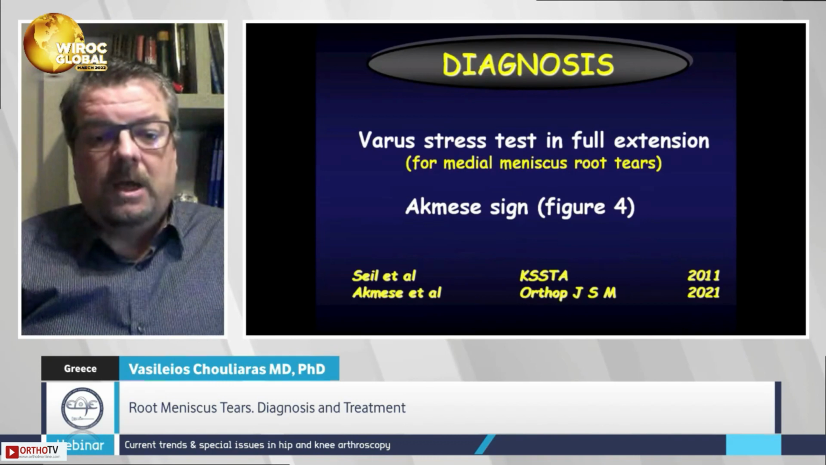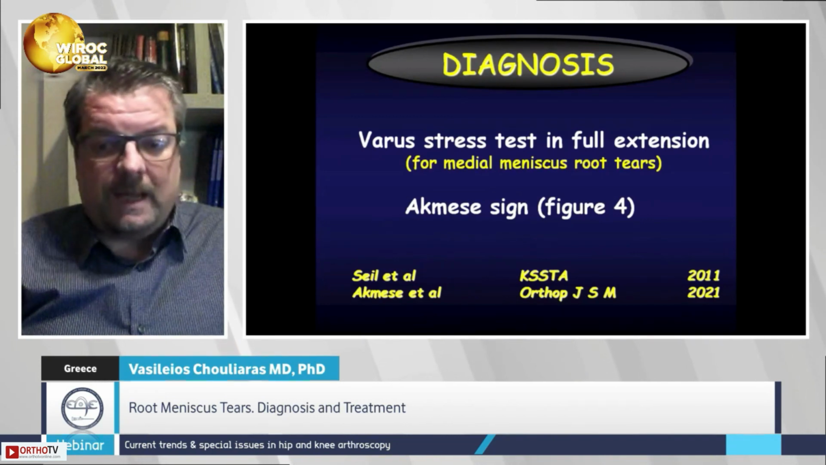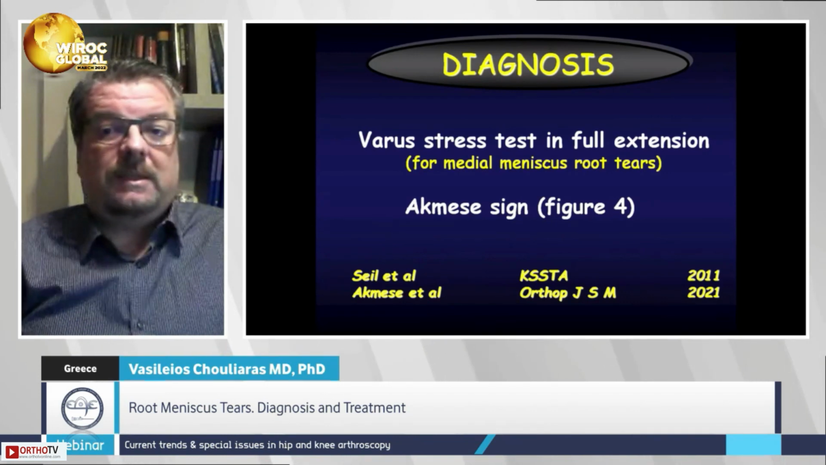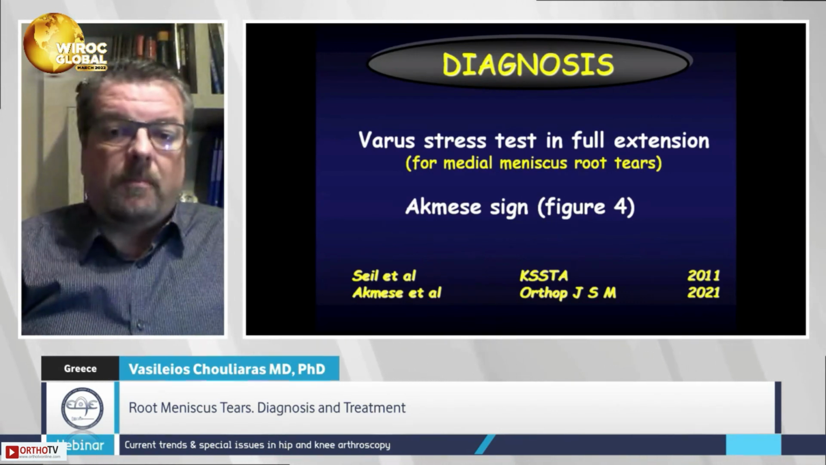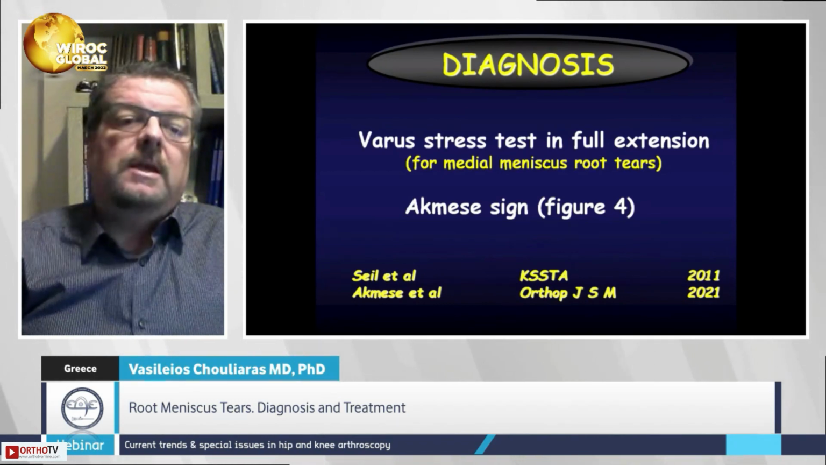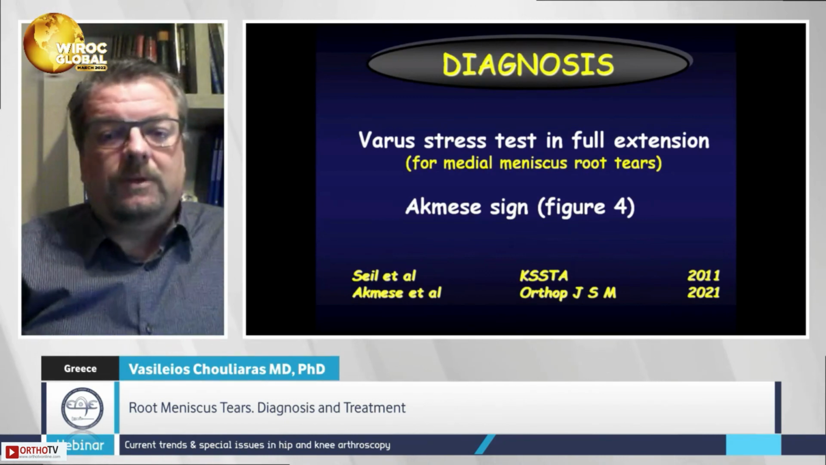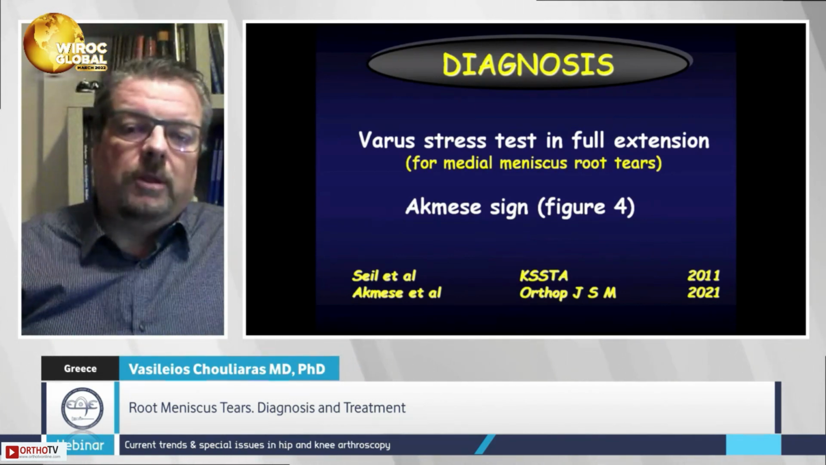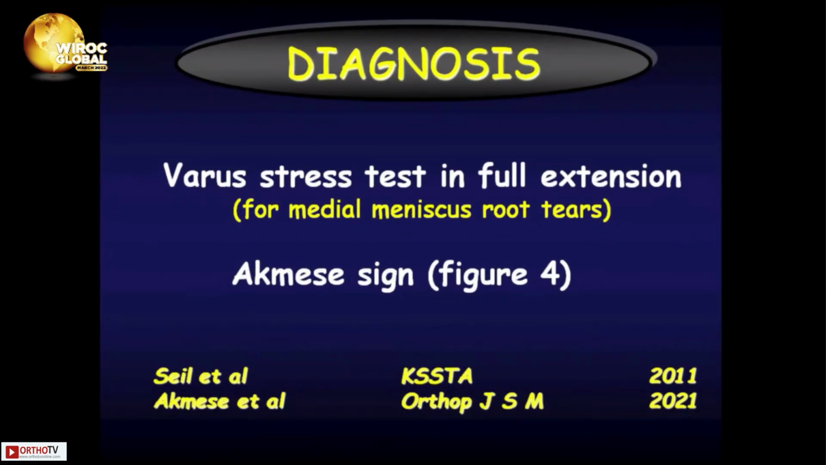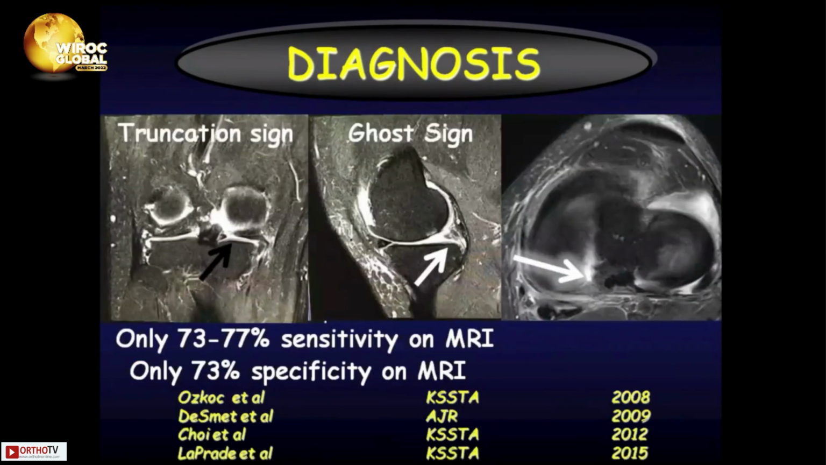But there are two signs. One was described by Roman Sale 10 years ago. They applied varus stress in full extension, and they had this popping of the extrusion of the meniscus. And a similar test from Turkey, from Akmes, in figure 4, they put the knee from flexion to extension, and they found tenderness. That means that we have a root meniscus tear. But the diagnosis is confirmed from arthroscopy, of course, and from the MRI.